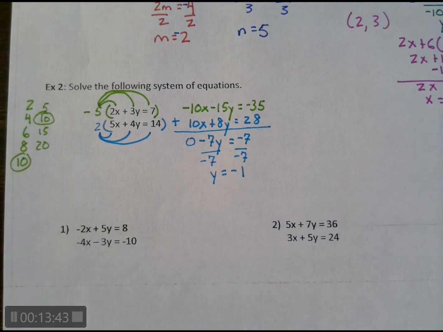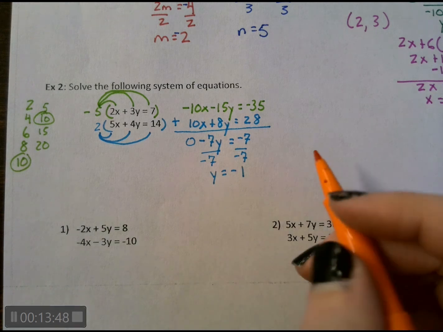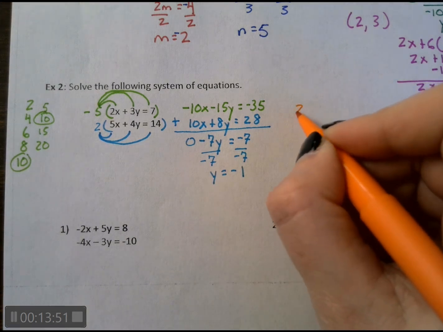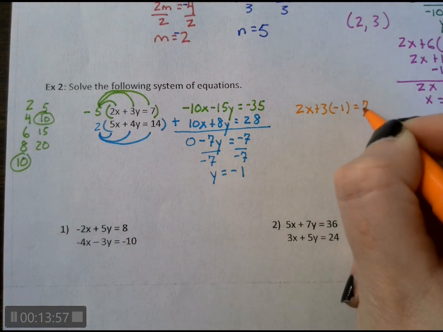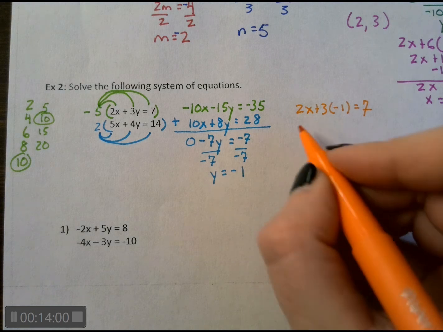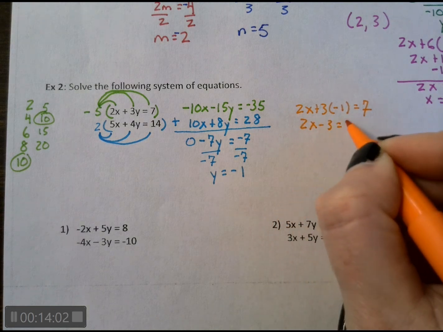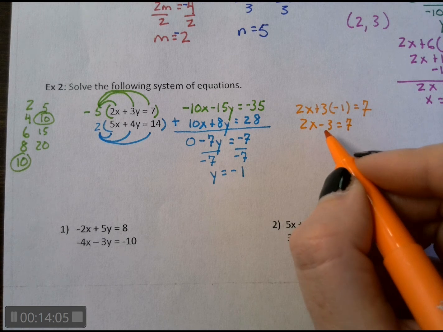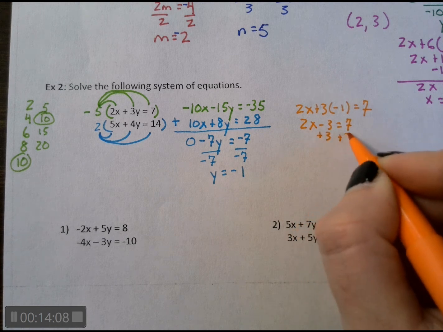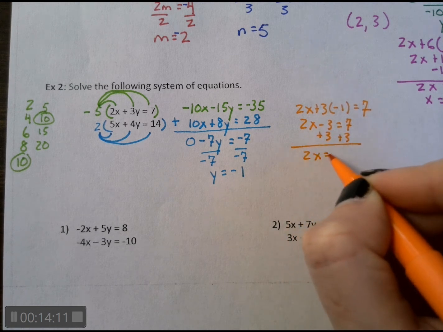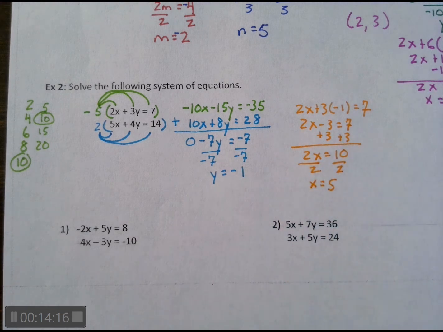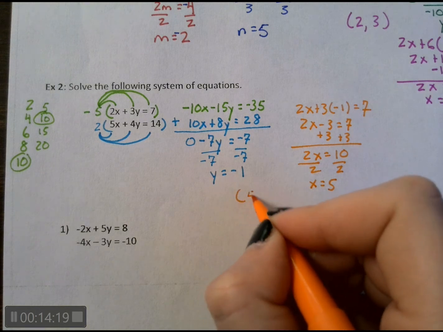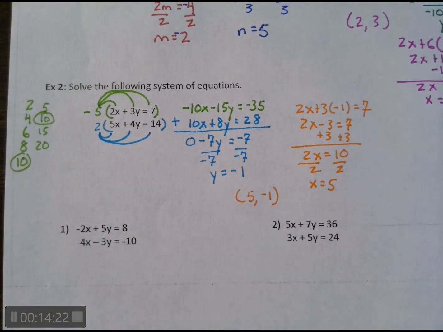And then we're going to take that negative 1 and substitute it into one of our equations. And it doesn't matter which one. Okay, so I'm going to do the top one. So 2x plus 3 times y, which is negative 1, equals 7. So 2x minus 3 equals 7. We are going to add 3 to both sides. So 2x equals 10. Divide by 2. x equals 5. So then our coordinate point is 5, negative 1.